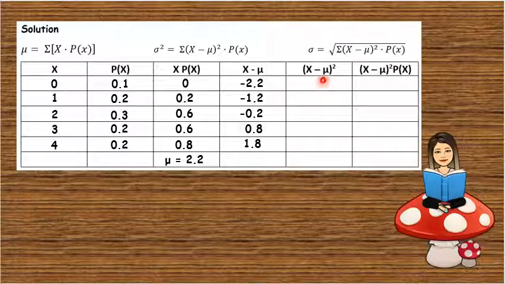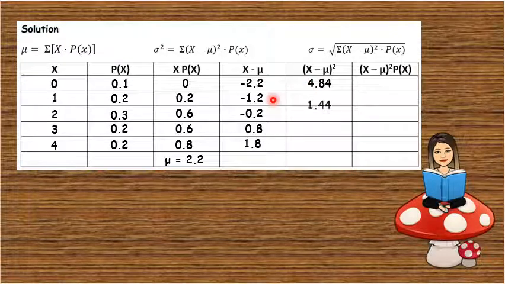Okay? Fifth column, we have quantity x minus mu squared. Ito na, kasama na yung squared. Nakuha na natin yung value ng x minus mu, i-squared na lang natin. Again, use your calculator. So, negative 2.2 squared is positive 4.84. Hindi ba pag nag-square tayo ng parehong negative, magiging positive. Negative 2.2 times negative 2.2 is positive 4.84.